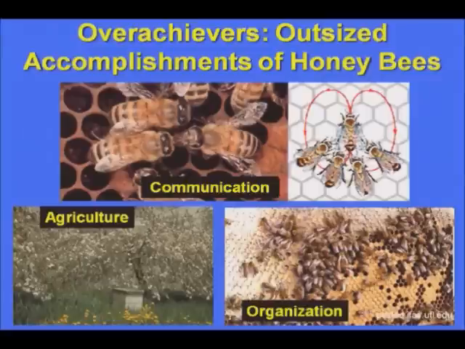Honeybees are overachievers. They accomplish a great deal with a very tiny brain. They're well known as exemplars in the field of communication. They are the only species outside of our own with a symbolic language. They're also known for their pollination, their contribution to our economy, contributing some $15 billion a year in agricultural productivity in the United States alone.